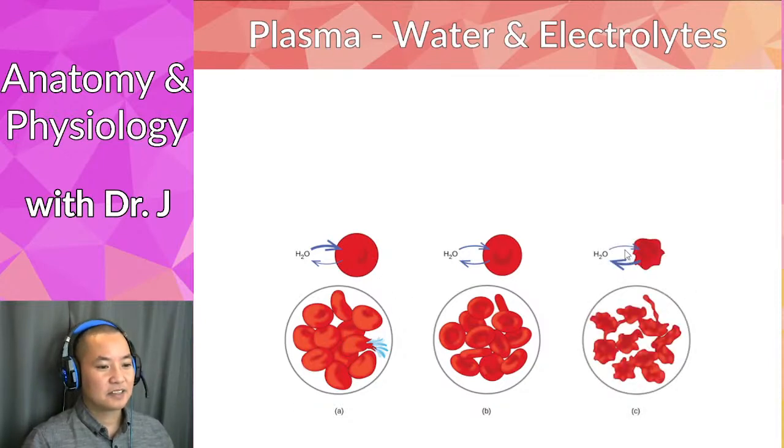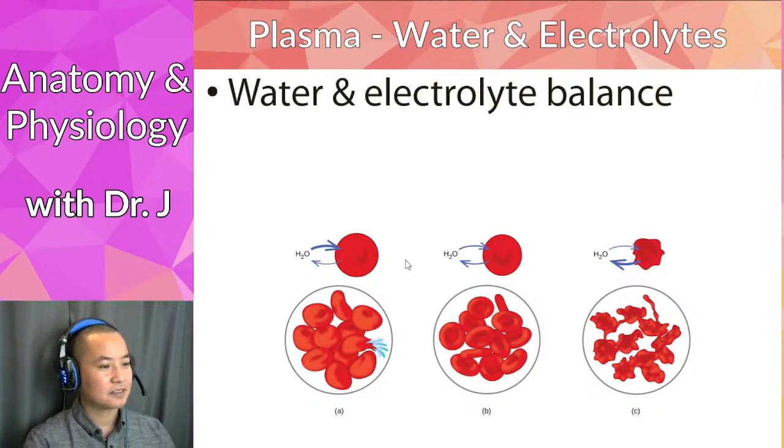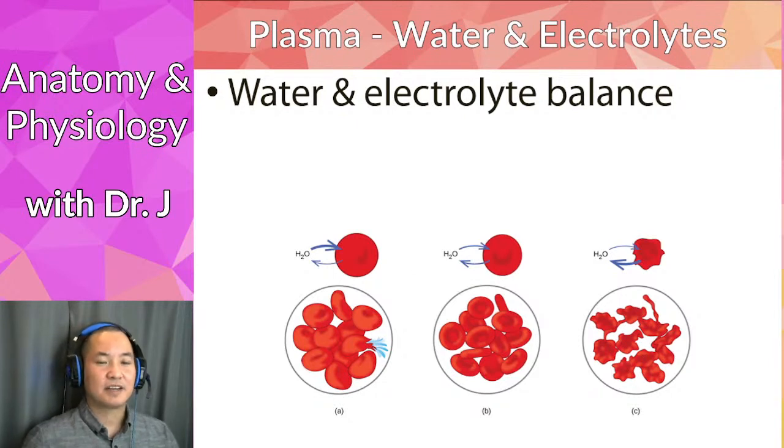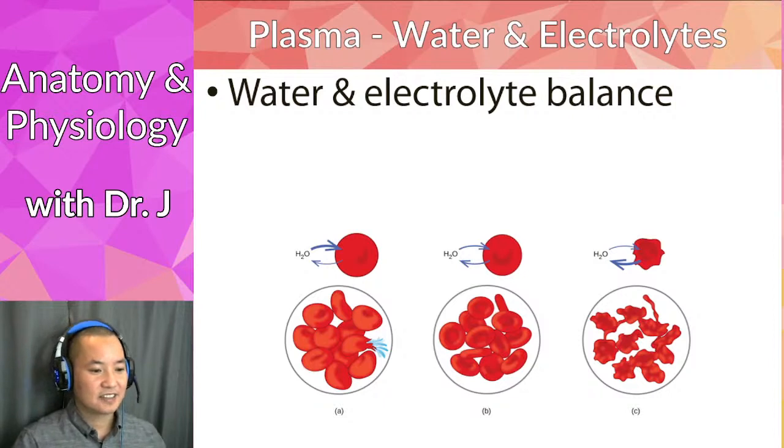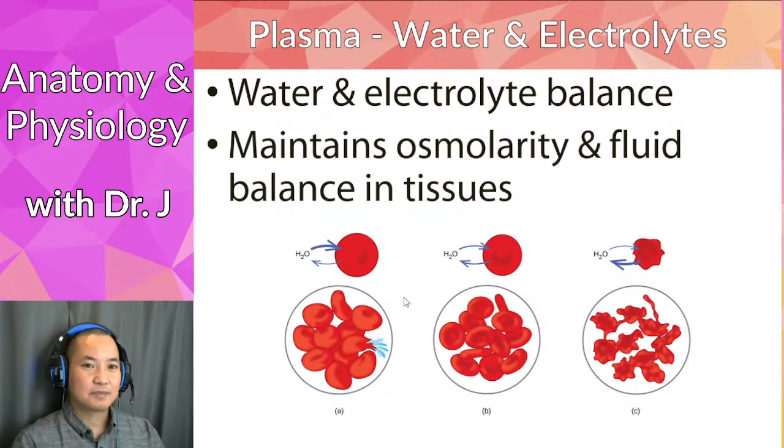But if it's very concentrated on the outside, the high concentration of solutes, whether it's salts, sugars, or proteins, will draw water out of the cells, causing them to shrivel, what we call crenation. So that's why it's very important for plasma to have an appropriate water and electrolyte balance, because it could dehydrate cells or cause them to overhydrate and swell and eventually undergo lysis, burst and rupture. This is why plasma has to maintain its appropriate solute concentrations and water balance.